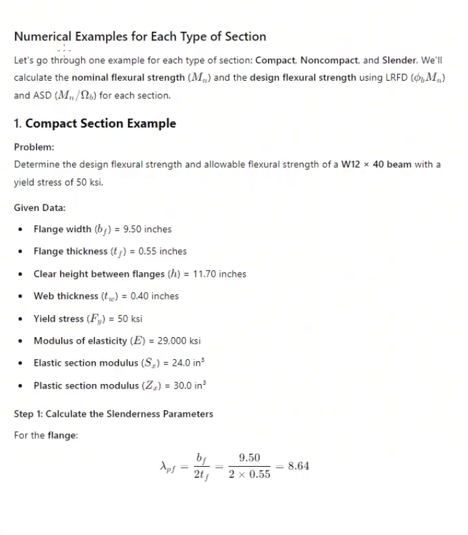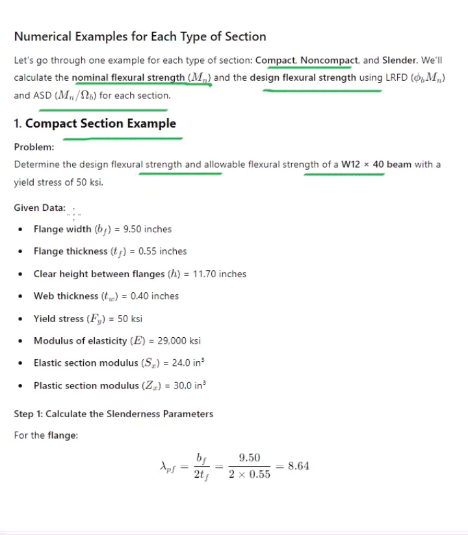Let's see another example. Let's go through an example for each type: compact, non-compact, slender. We will calculate the nominal flexural strength and the design flexural strength using LRFD as well as ASD. So, compact section example: determine the design flexural strength and allowable flexural strength for this particular beam, W12 by 40 with Fy equal to 50. We know the beam flange width, flange thickness, clear height, web thickness, yield stress, modulus of elasticity, elastic section modulus, and plastic section modulus. For this W12 by 40 beam we can get all of them.